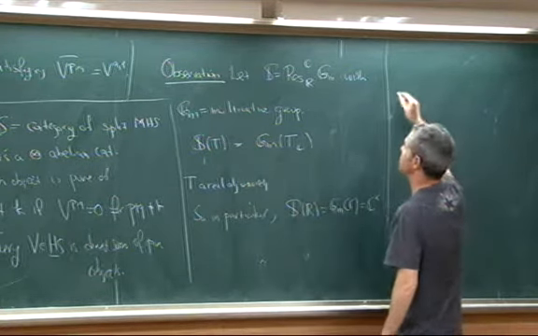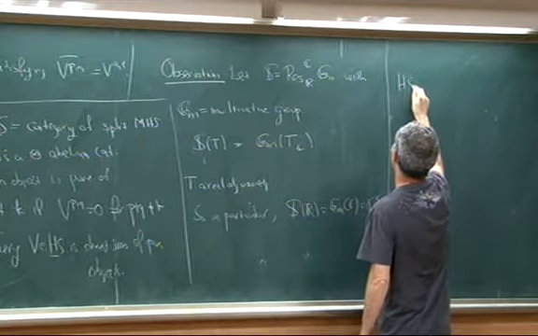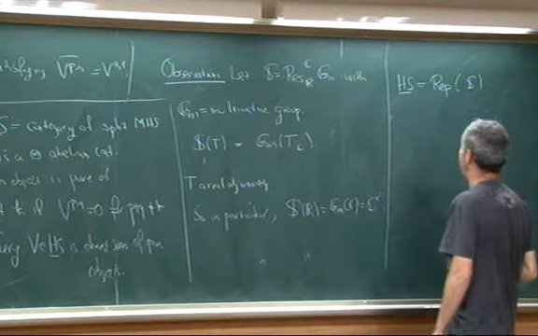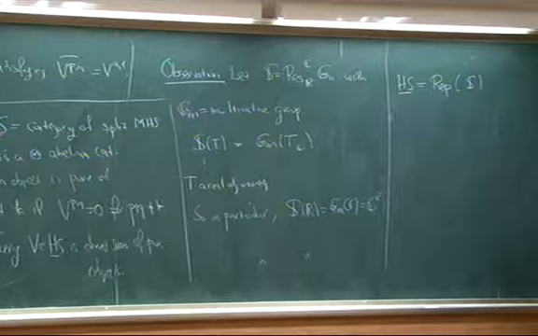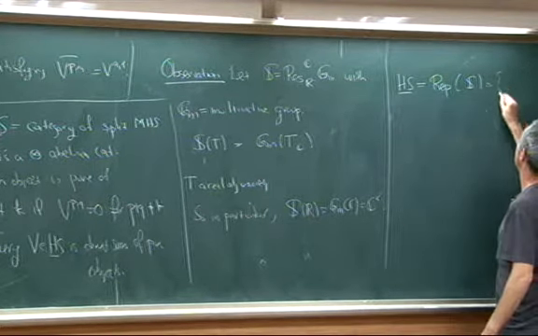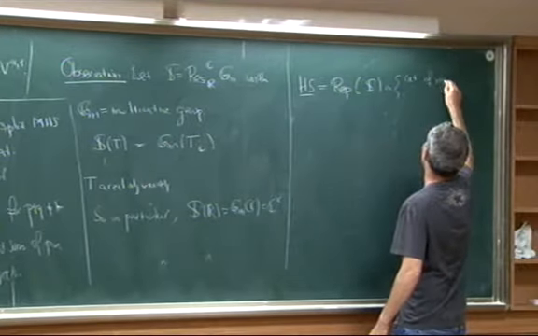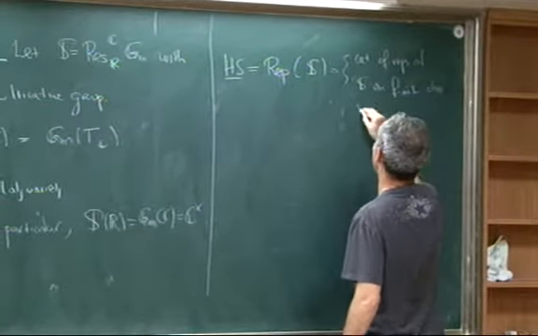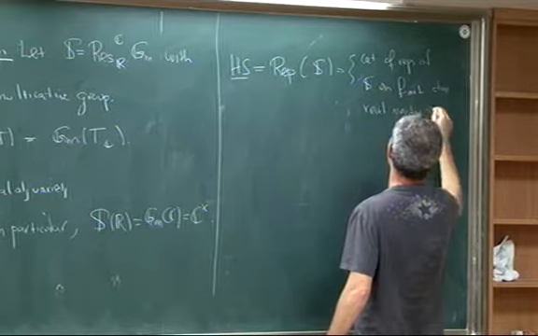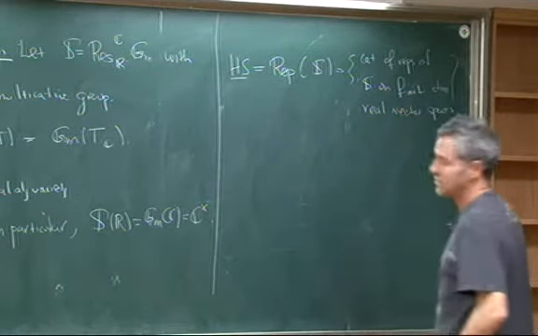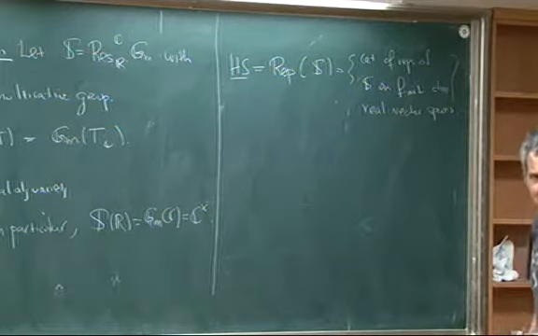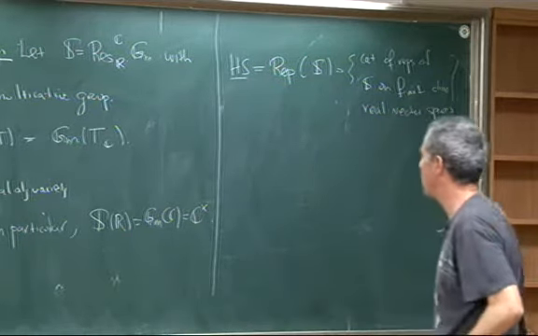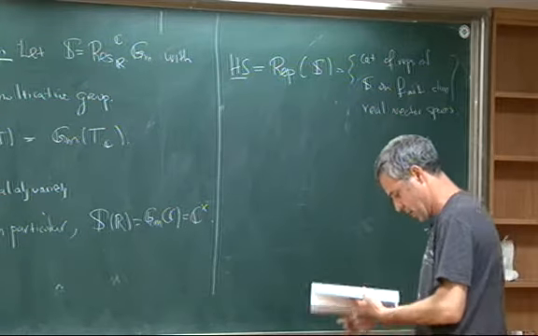So Deligne's observation is that the category of Hodge structures is equal to the category of representations of S on finite dimensional real vector spaces. This one is not too surprising, because the representations of S are really easy to describe.